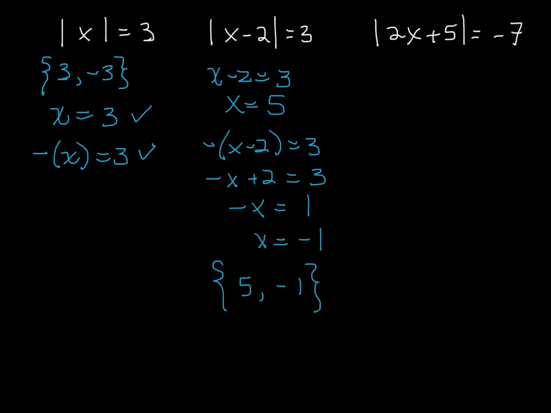In this last one, pay close attention. In pre-AP, we try to give you all of the exceptions, and notice that this absolute value equals -7. When can the distance from 0 ever be a negative number? Never. So this is going to be the empty set, written either of those ways.